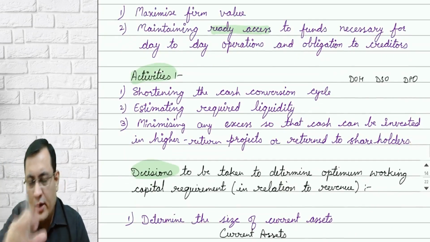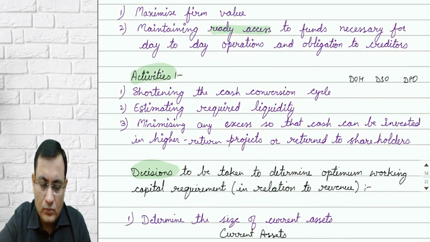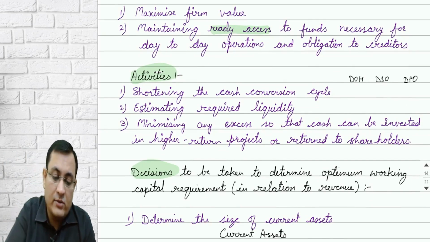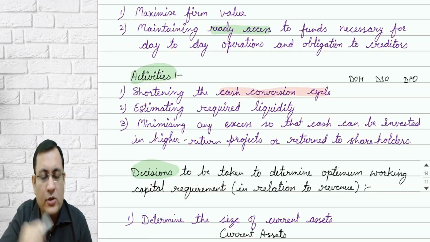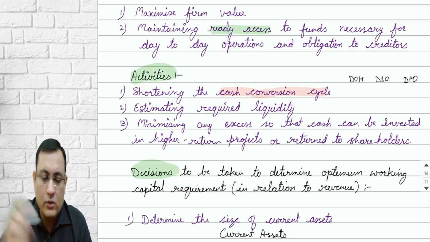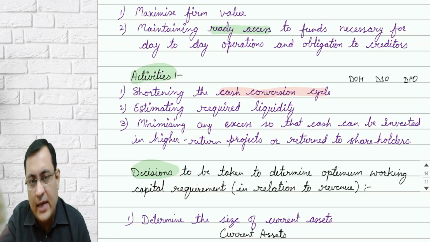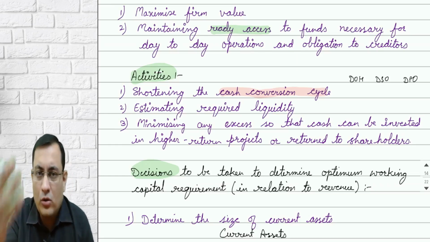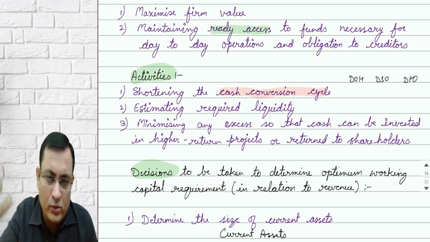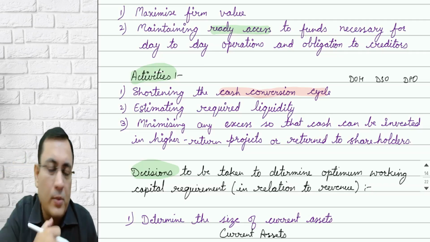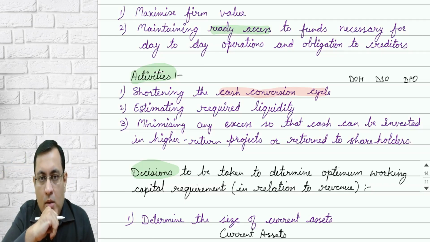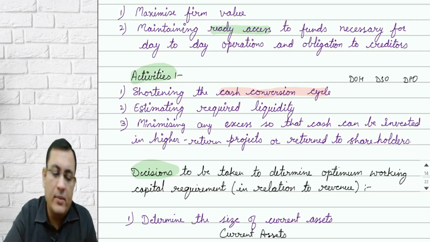Next, what activities we will be doing here? First, we will be managing our cash conversion cycle. What do we mean by cash conversion cycle? It is DOH, days of inventory on hand, plus DSO, days of sales outstanding, less days of payables outstanding. So of course, the objective should be to reduce the cash conversion cycle, because more amount invested in the cash conversion cycle is going to reduce profitability. Why is it going to reduce profitability?